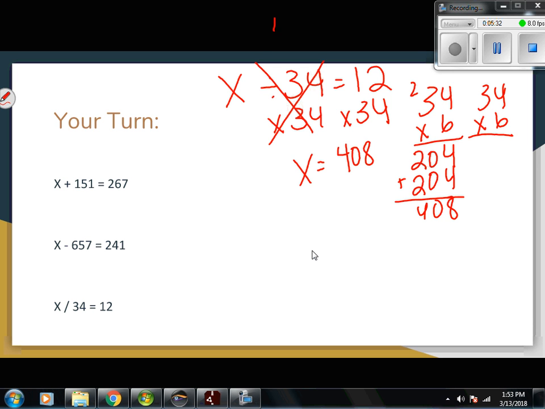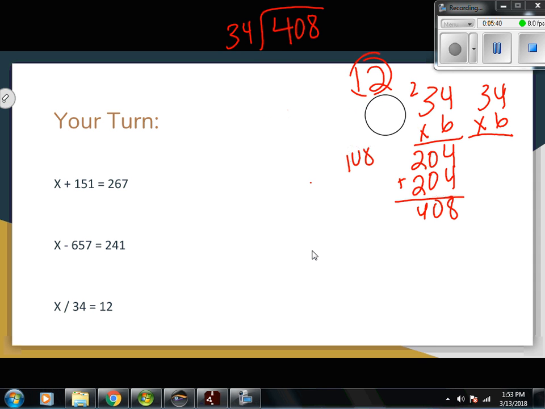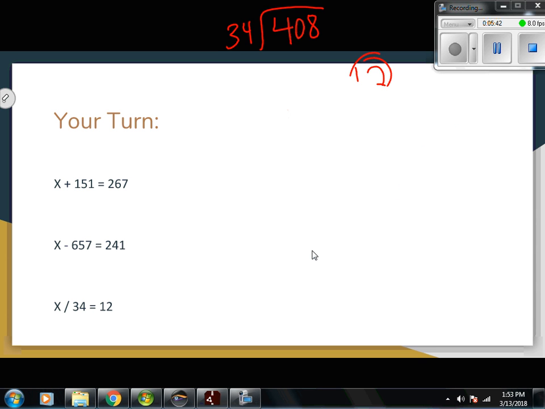If I go up here and I work out the problem, 408 divided by 34, I should end up with 12. So let's work that out and see. 34 will go into 40 one time. And 34 times 2 is 68. So it does work out to be 12.